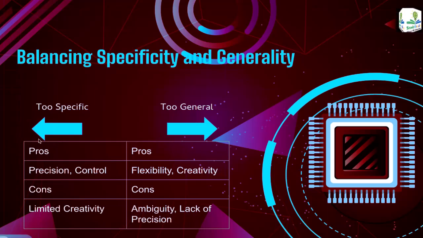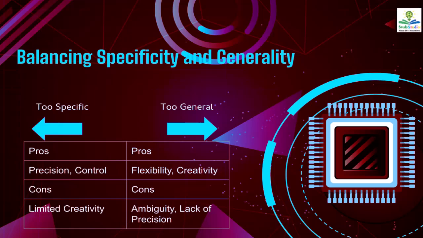When it comes to the positive things of having a specific prompt, it can lead to highly precise responses that directly address the desired information or task, minimizing ambiguity, right? Another positive thing is control. You have more authority over the generated output. A specific prompt provides more control over the output, allowing prompt engineers to guide the model's behavior and generate responses according to predefined criteria, right?